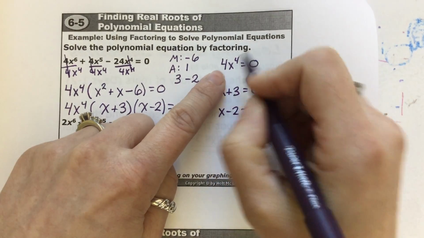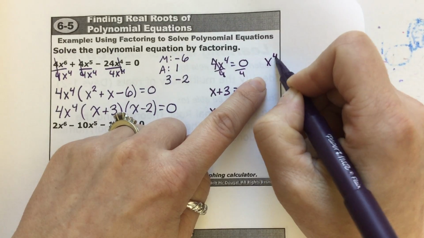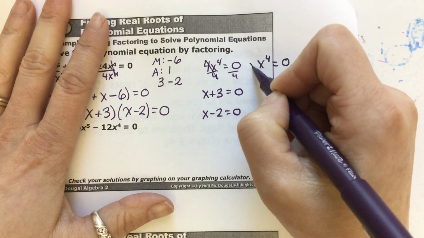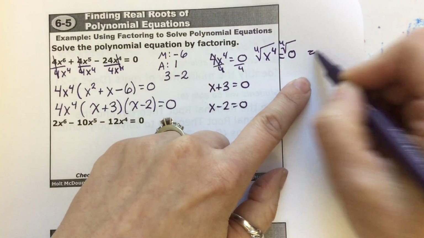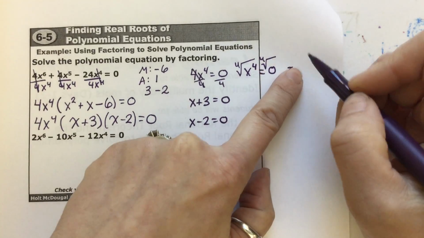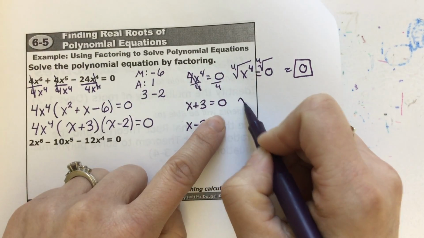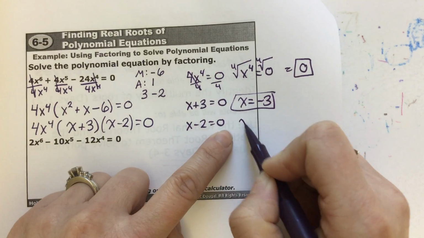So if I divide both sides by 4 here, the 4's cancel. So I have x to the power of 4. 0 divided by 4 is 0. To get rid of a 4th root, or a power of 4, you take the 4th root. What number times itself 4 times gets you to 0? That's a 0. Here I minus a 3. X equals negative 3. Here I add a 2. X equals 2.